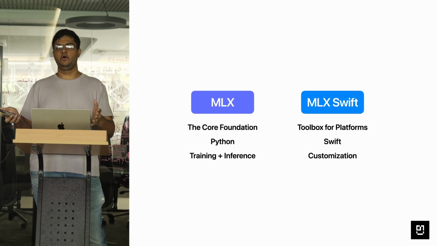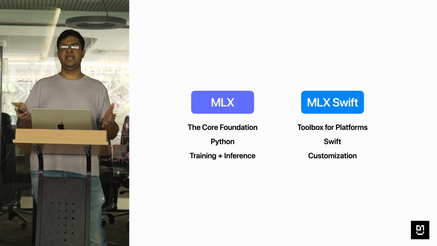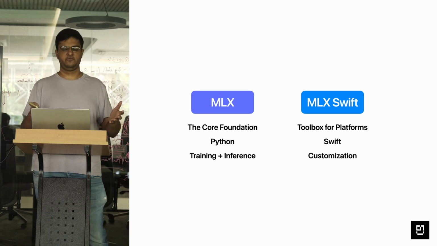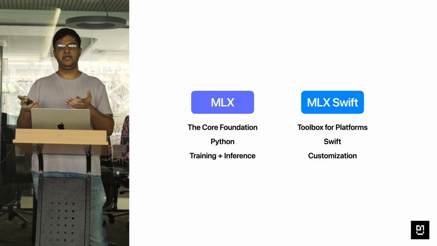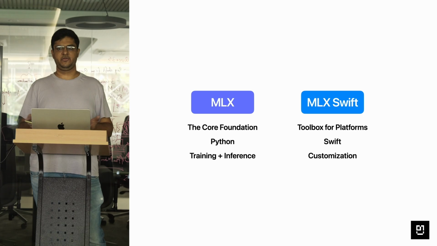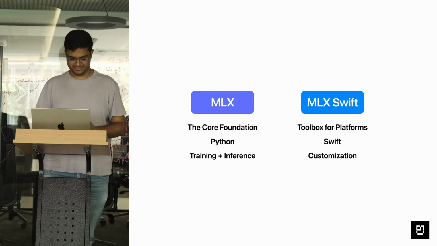So MLX is all about Apple Silicon, running Apple Silicon models on macOS. It's the core foundation basically. It's made on Python, and mainly it is the framework that is used for training and inference of models, fine-tuning, quantization, and a lot of things. MLX Swift provides a toolbox for Apple OS platforms. It's based on Swift, and a lot of customization is available, and obviously Swift is faster than Python.